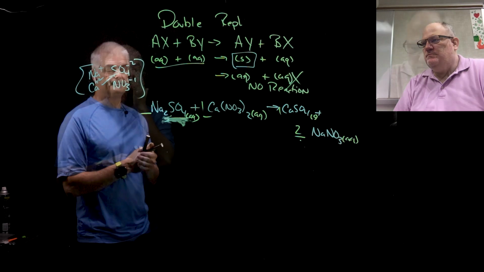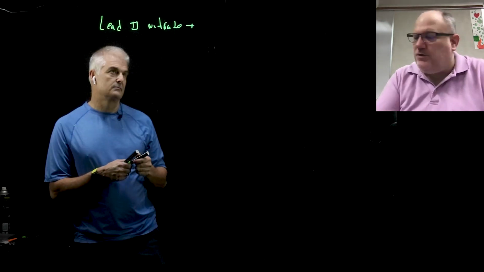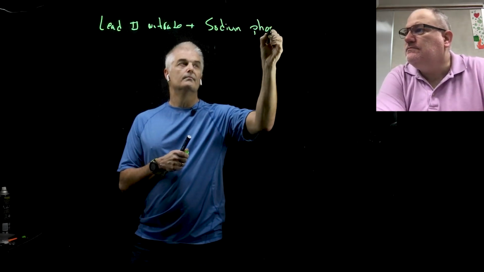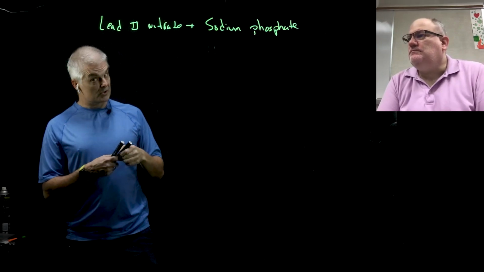Simple, schmimple. So what would be another example, Mr. Demetrius? Well, let's try this. Let's try lead 2 nitrate plus sodium phosphate. All right, so now this is written in Word, which is a little tricky, isn't it, guys?